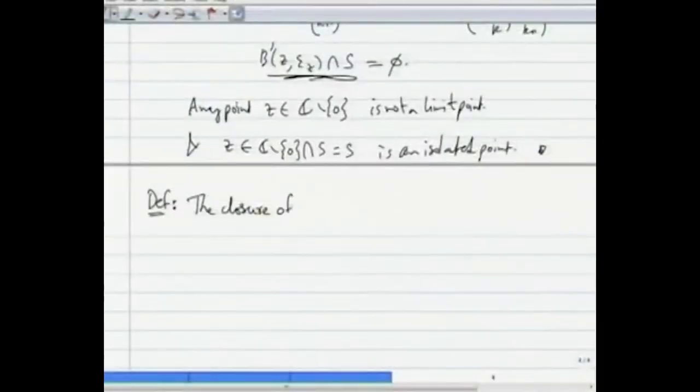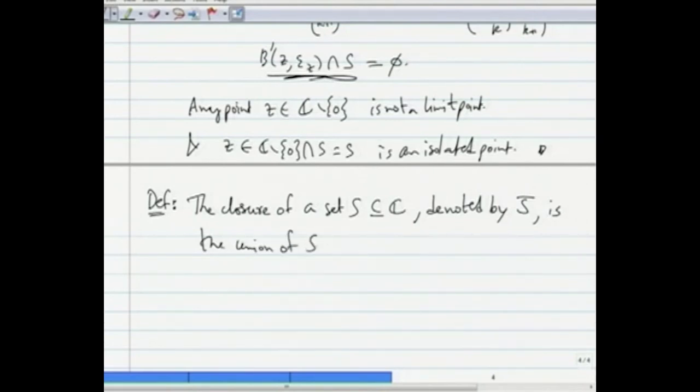So, the closure of a set S contained in C, denoted by S bar, so S bar is the closure of S, is the union of S and all the limit points of S. I should say, the set of all limit points of S. Okay. So, that is the closure.